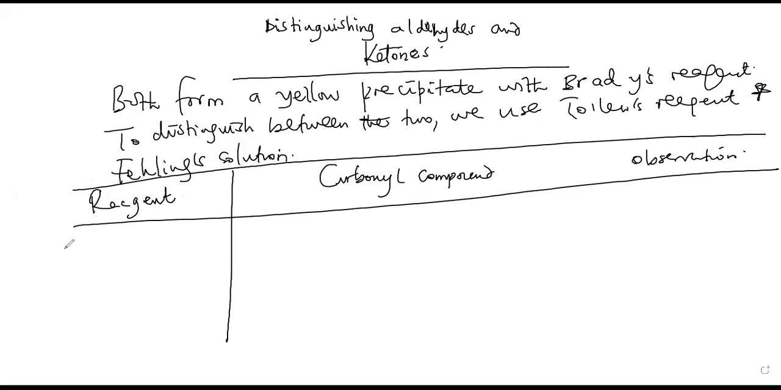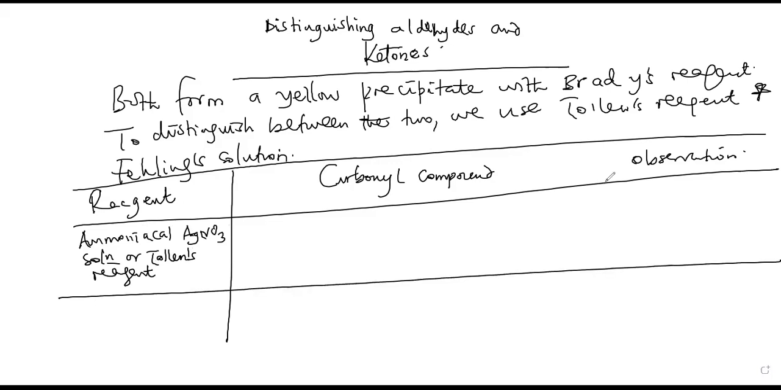So with ammoniacal silver nitrate solution, or Tollens reagent, if the carbonyl compound is an aldehyde, for example, you can take ethanal, we form a silver mirror. We form a silver mirror on the sides of the test tube, on the wall of the test tube.